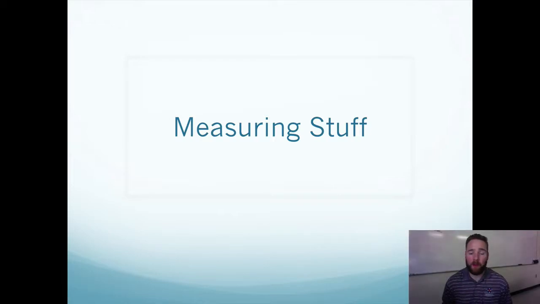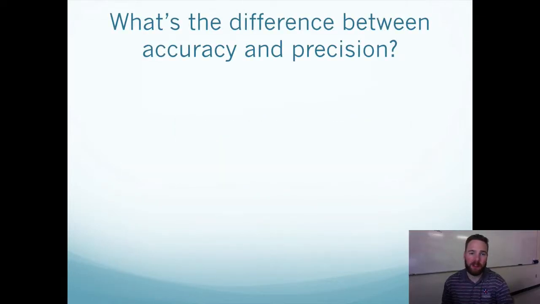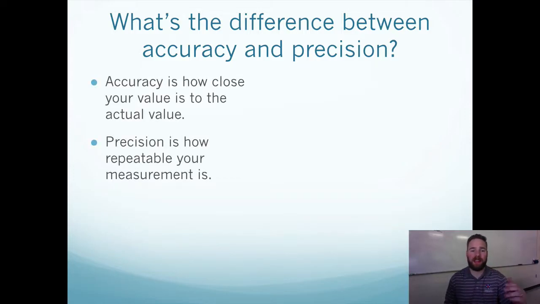Alright, today we're going to talk about measuring stuff. We will do this all year, but we need to cover some basics first. So let's talk about accuracy versus precision. What's the difference? Accuracy is how close your value is to the actual value. Precision is how repeatable your measurement is.